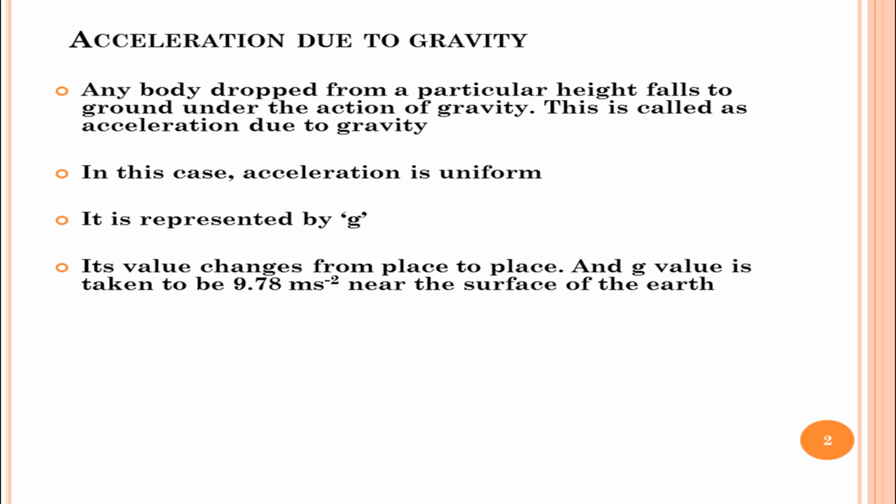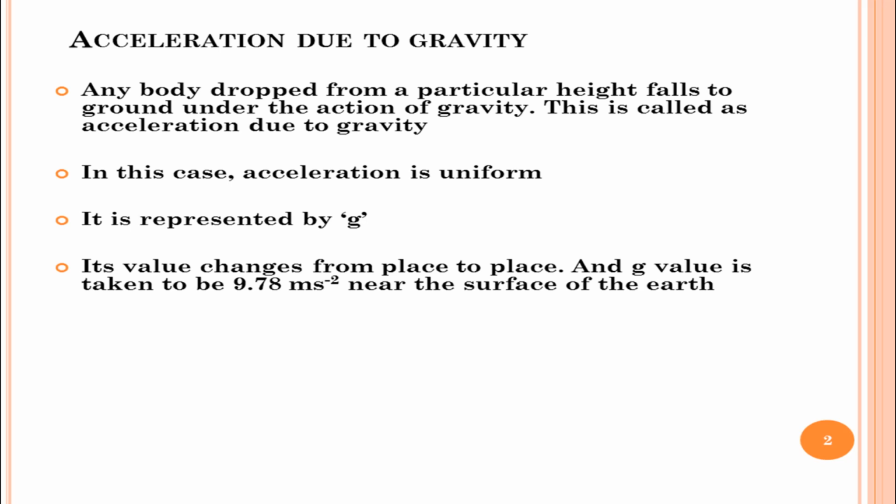While solving numericals, they might give the acceleration due to gravity as 9.8 meter per second square. In order to reduce the complication during simplification, they may give this g value as approximately equal to 10 meter per second square. Therefore, based on the given data, we can solve the problem.